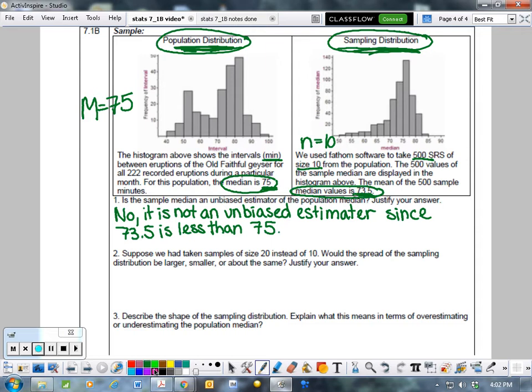Suppose we had taken samples of size 20 instead of size 10. Would the spread of the sampling distribution be larger, smaller, or about the same? Remember, we want a larger sample because it decreases our variability and decreases our spread. So the spread will be smaller with a larger sample size.